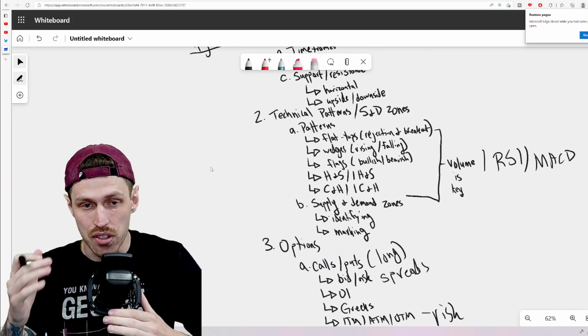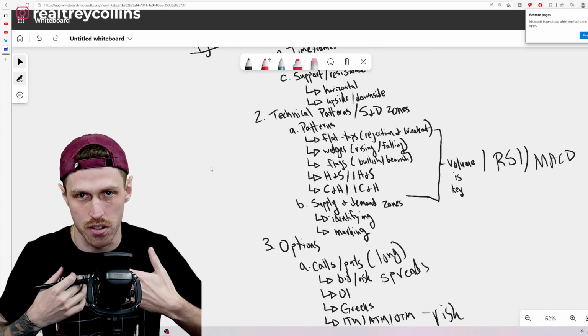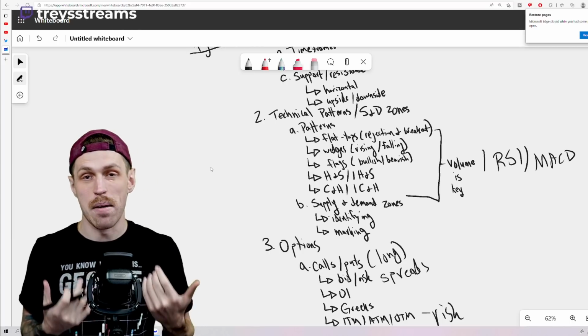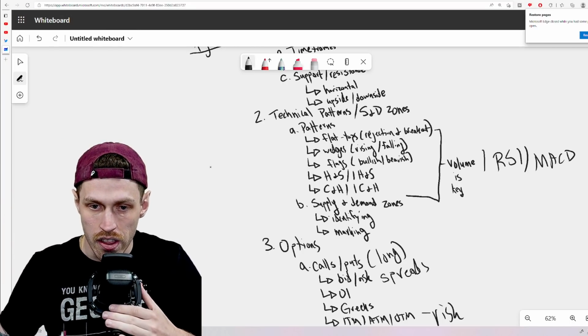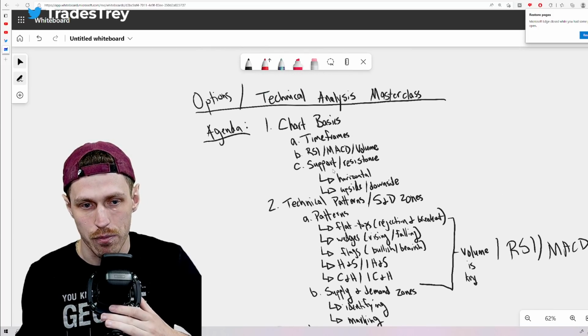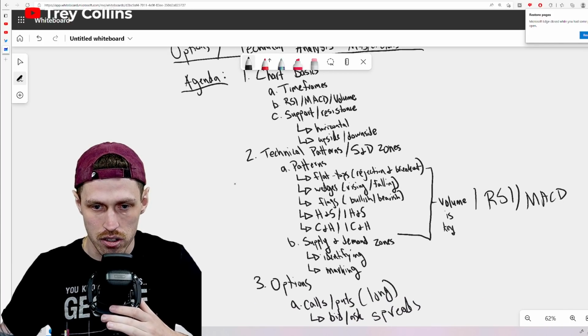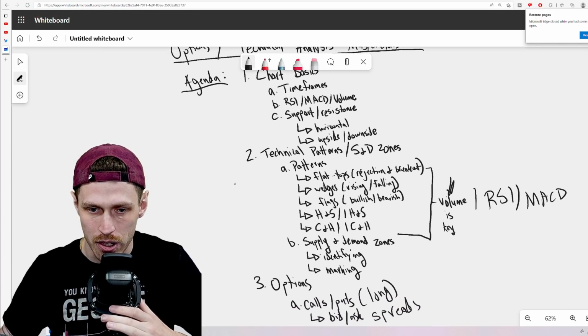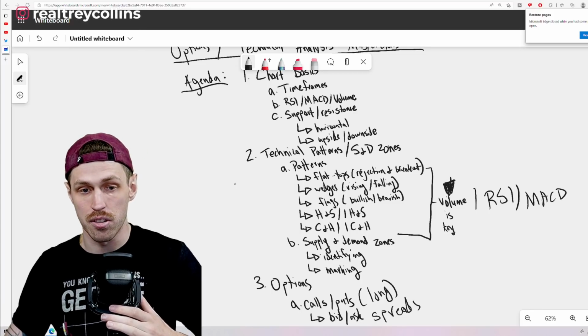Then we're going to dive into technical patterns and supply and demand zones. These are personally my favorite thing to use. This is really what I use the majority of the time when I trade, is simply technical patterns, supply and demand zones, and then also coming back to the charting basics, right? Time frames, RSI, MACD, volume, support, resistance. I try to layer these in, right? So volume being probably my favorite. This is probably the most important thing to me, volume alongside technical patterns and supply and demand zones.